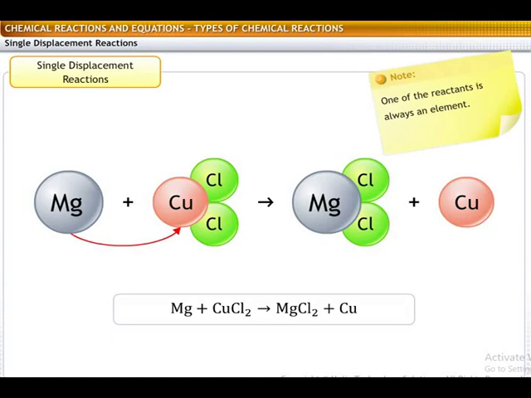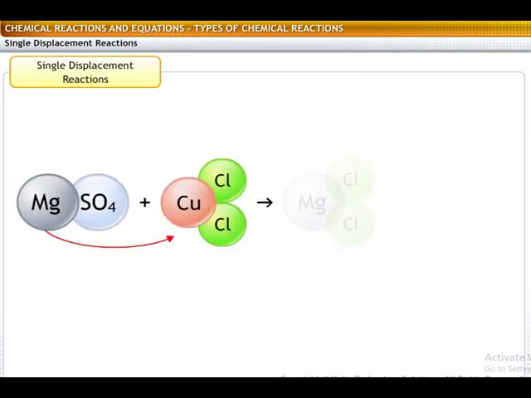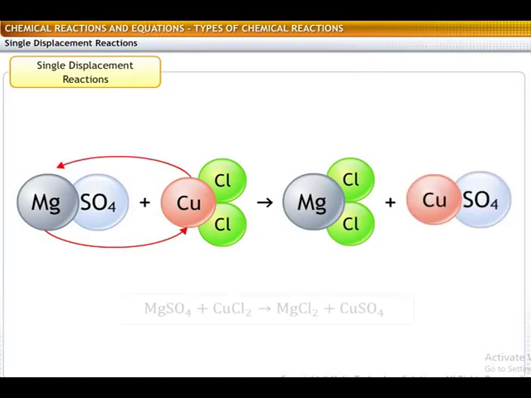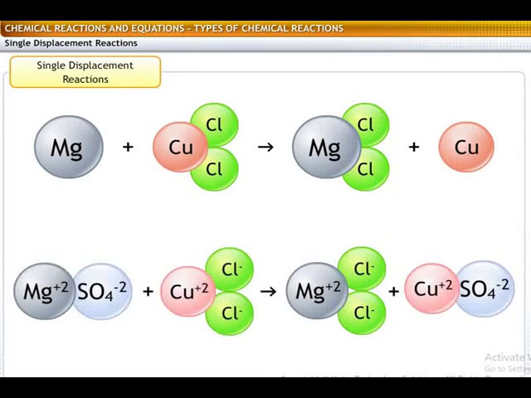It is important to note that in a single displacement reaction, one of the reactants is always an element. For instance, let's consider another reaction where magnesium sulfate reacts with copper chloride to form magnesium chloride and copper sulfate. Even though this reaction seems similar to the earlier example, it is not a single displacement reaction because both the reactants are compounds that exchange ions.